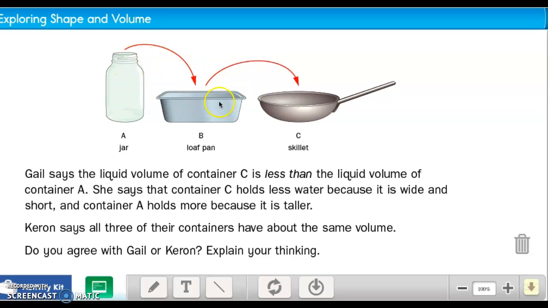Then you take this liquid and pour it into this pan and now it is full. That means that they all hold the same amount. It doesn't matter the shape of an object. They could still hold the same amount.